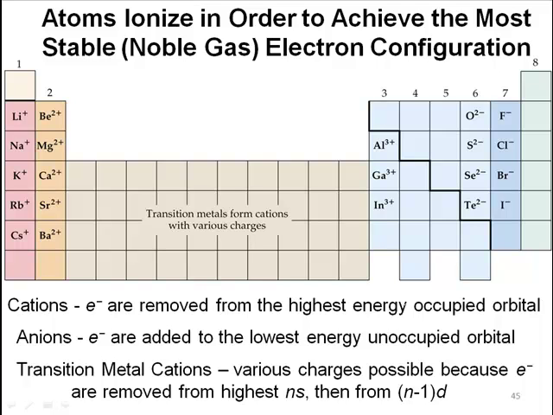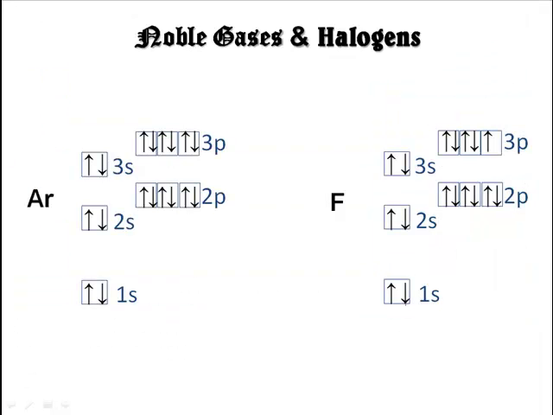Transition metal cations. Someone was asking, what about my transition metals? I love them. They have various charges possible, because what happens is they're removed from the s first and then from the d. So you have various choices. That's why you can have copper 1+, copper 2+. You could have iron 2+ and iron 3+. And that's based on their electron configuration. Let me see if I have a slide on that.